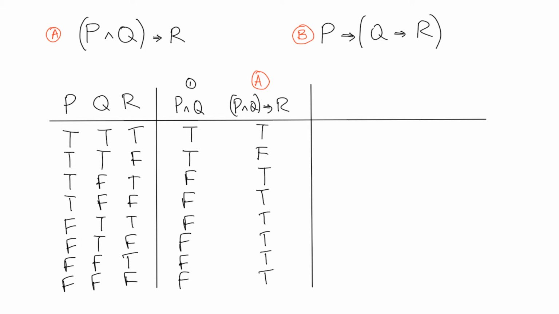For proposition B, I need to do 2 steps. I need to do the Q implies R, and then I need to do P implies that. So if I call this column 2, then I need P implies column 2, which is P implies Q implies R. And that's proposition B.